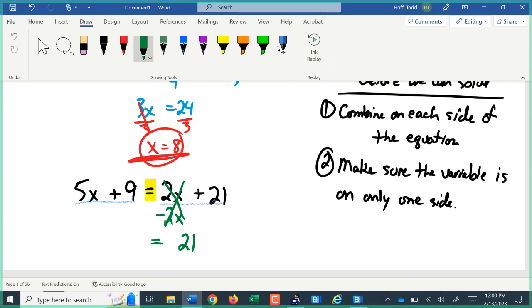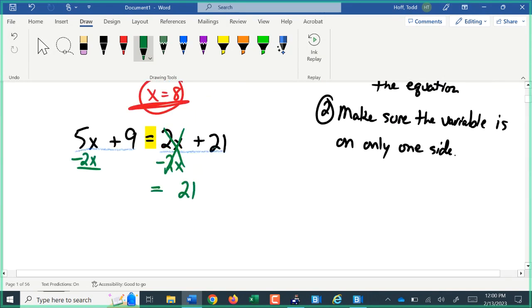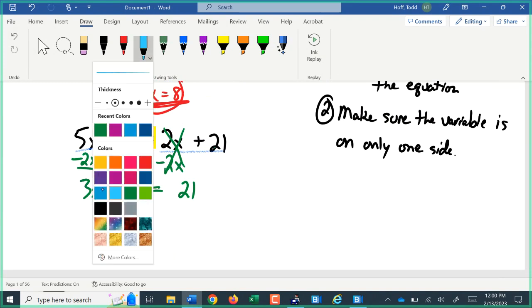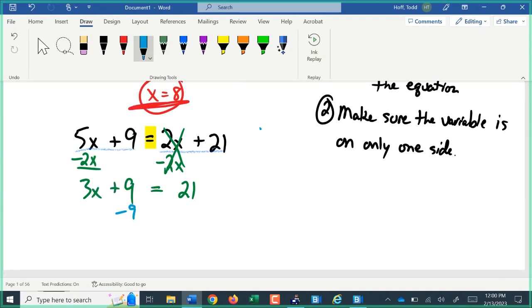Now remember, when we add or subtract, we can only combine things that have the same name. So the only place I can subtract 2x on the left side is from the 5x. That's the only thing that has the same name. 5x minus 2x is 3x. And we still have the positive 9. Now we're ready to solve here. We'll subtract 9 from both sides. 3x equals 12. And then divide by 3. Get x equals 4.